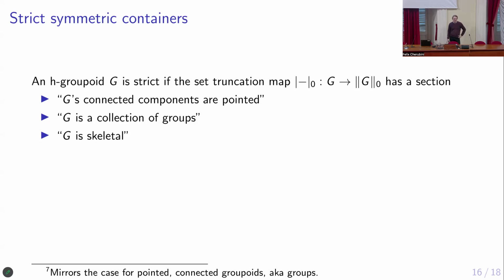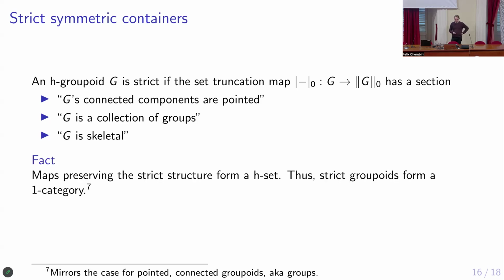So one way of saying this could be: if you have an H groupoid G, you say it's strict if its set truncation map has a section. So for each point in the truncation, you get a point. For each connected component, you get a point. And this is some idea of a category that is skeletal, or the groupoid being a collection of groups.